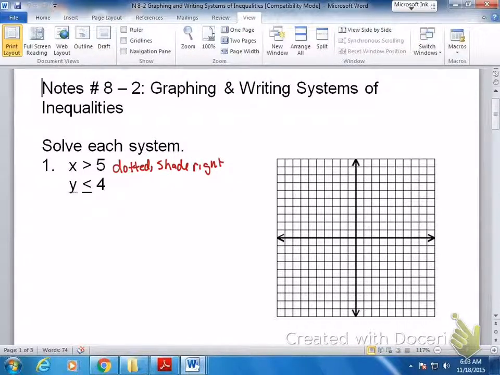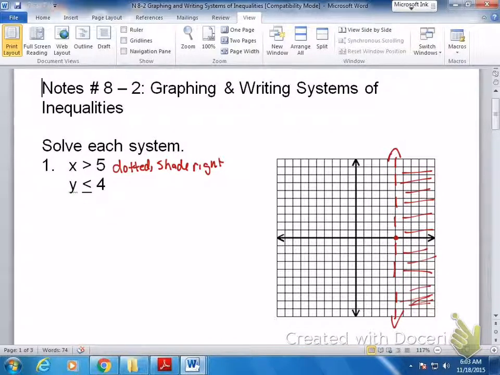So I'm going to go ahead and do this one. And if you remember, x equals means it's going to be a vertical line at 5. So I'll count over 1, 2, 3, 4, 5. It's dotted, so I'm just going to draw my dotted line vertically through that point. Okay, so there's our first graph, and we want all the x's that are bigger than 5. So I'm going to shade this side of my graph.